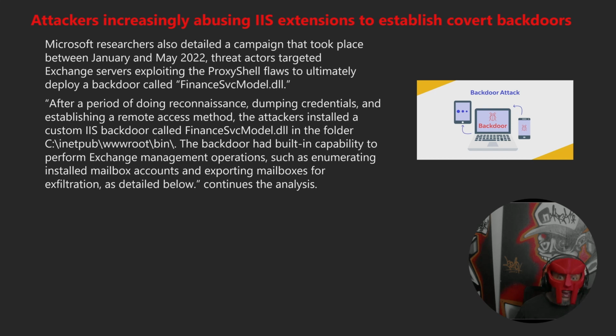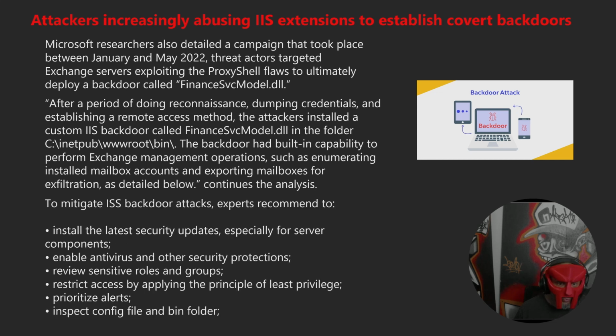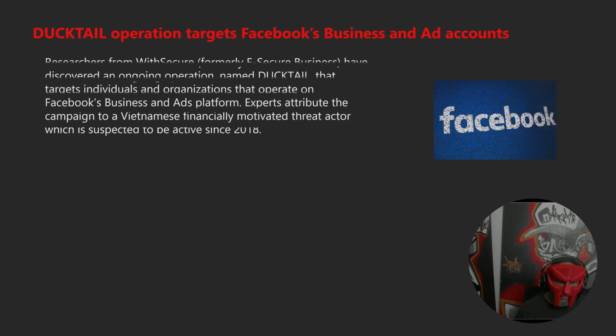The backdoor had built-in capability to perform Exchange management operations such as enumerating installed mailbox accounts and exporting mailboxes for exfiltration, as detailed within the original article. Now, to mitigate IIS backdoor attacks, experts recommend to install the latest security updates, especially for server components, enable antivirus and other security protections, review sensitive roles and groups, restrict access applying the principle of least privilege, prioritize alerts, and inspect config files and bin folders.